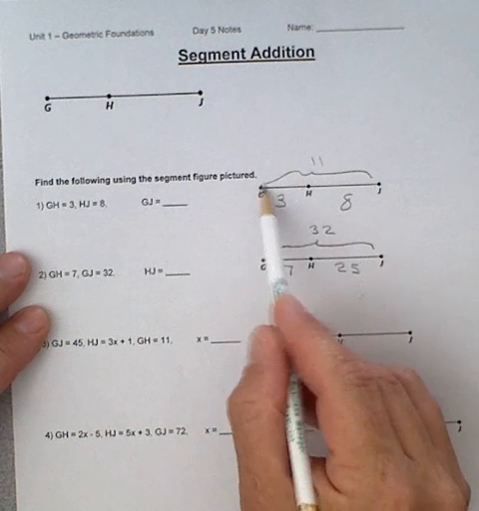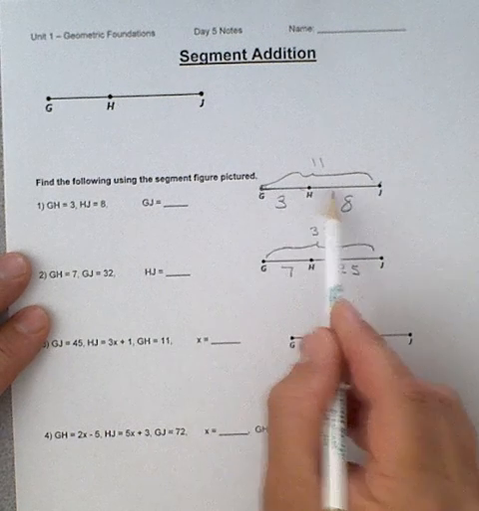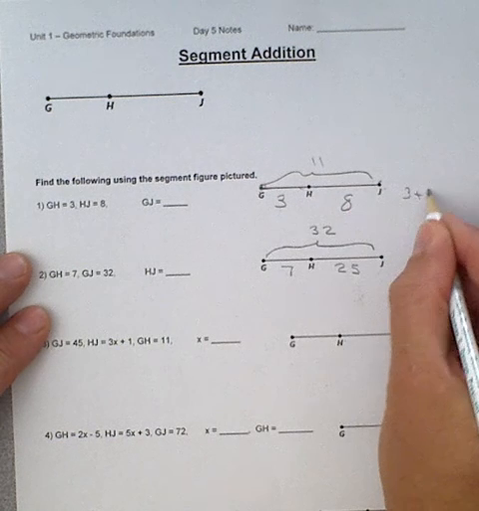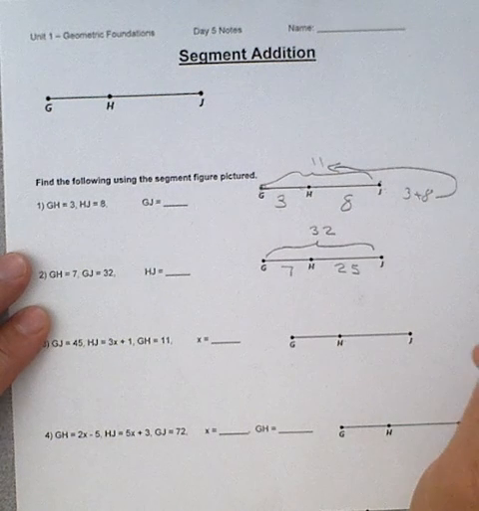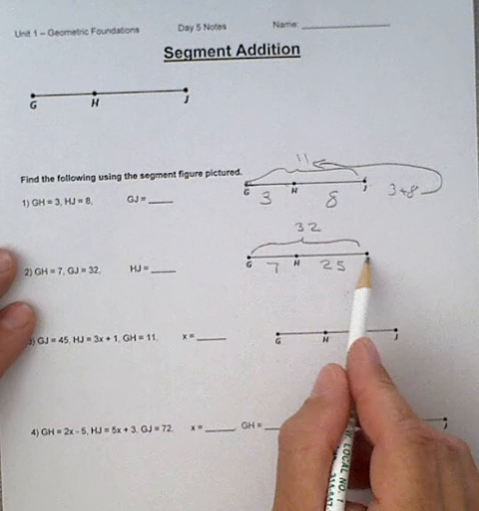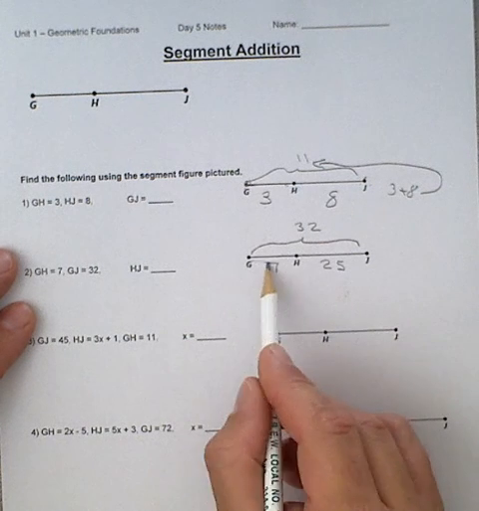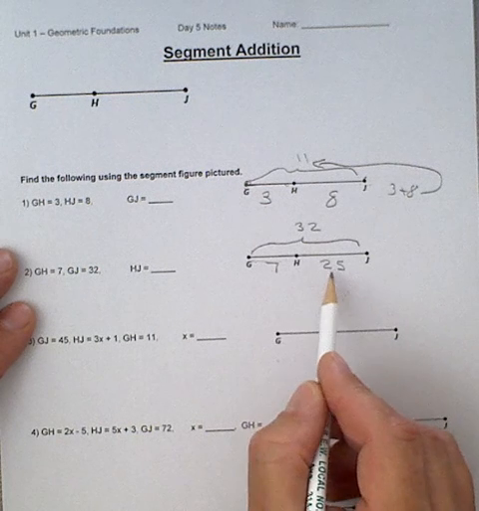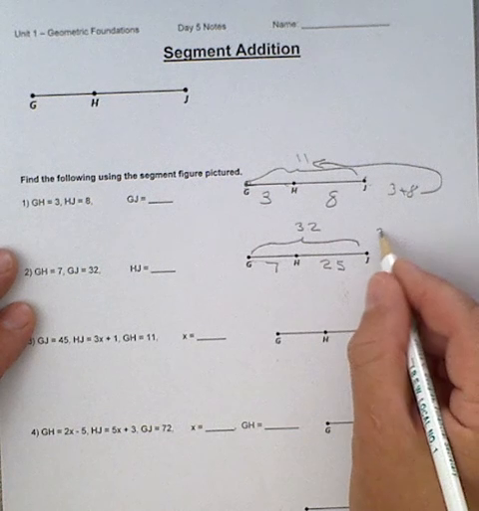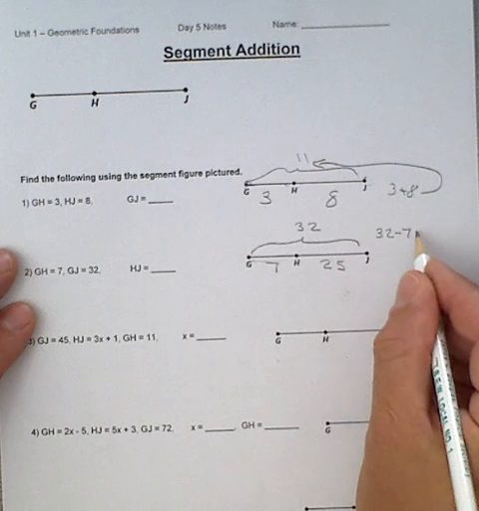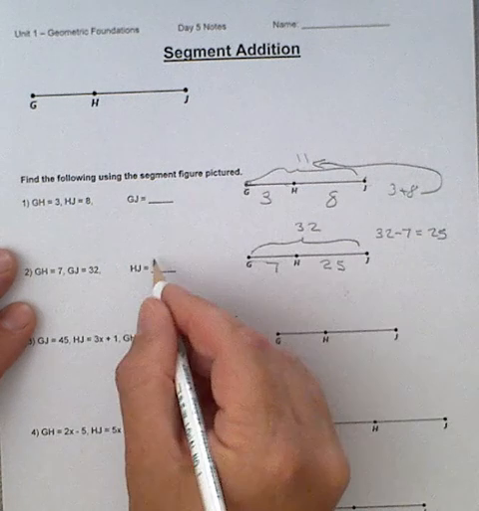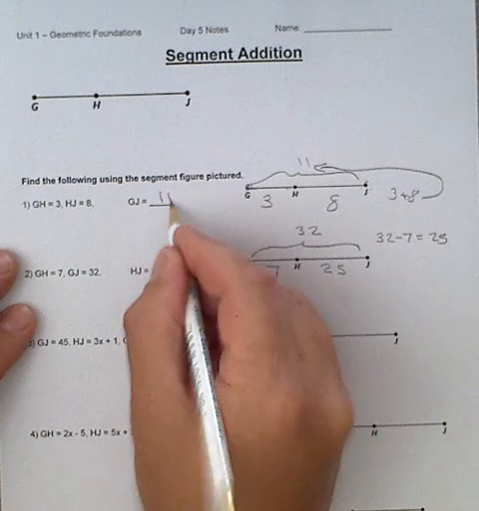The point of these first two problems is that if you want to find out how far it is from here to here, it is the sum of the little sticks, 3 plus 8, to get that 11. If you're given the big stick and you know a little stick's length and want to know the other little stick, well, I have to take the big stick, 32, subtract the 7 off to get 25. 25 here, 11 here.